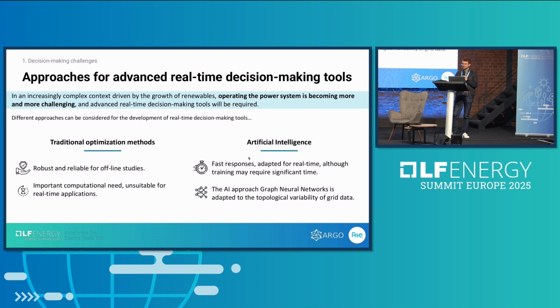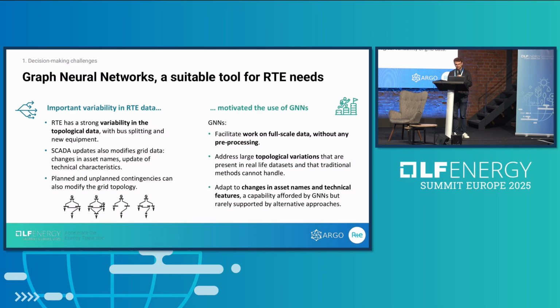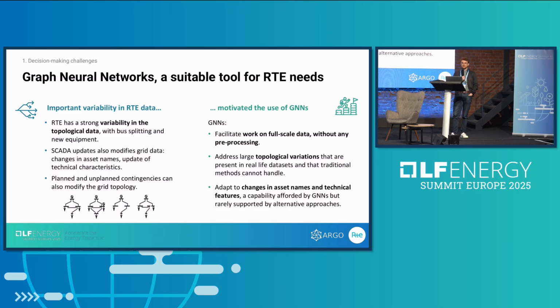Here, more specifically, we are focusing on graph neural networks, which are a type of neural networks that are dedicated to graph data. And the power grid being a graph, it works quite well. When I started my PhD at RTE in 2018, so 7 years ago, I took a look at the RTE data, and I observed that there was a huge variability in terms of topology. You can have changes in asset names, you can have some bus splitting, you can have some new assets that are coming inside the grid.